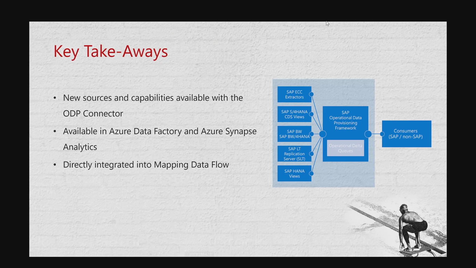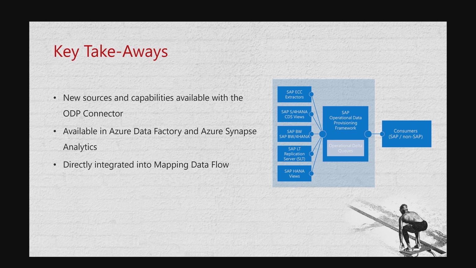So let's close off with the key takeaways of this session. Number one, the new source capabilities available with the ODP connector. When it comes to sources, keep in mind all the different source types available and the wealth of objects within each source type, which you can access with this ODP connector. When it comes to capabilities, keep in mind the CDC capabilities you get. So basically a change feed which you can consume. Also keep in mind the scalability and robustness features of this new connector and of the framework it resides upon.